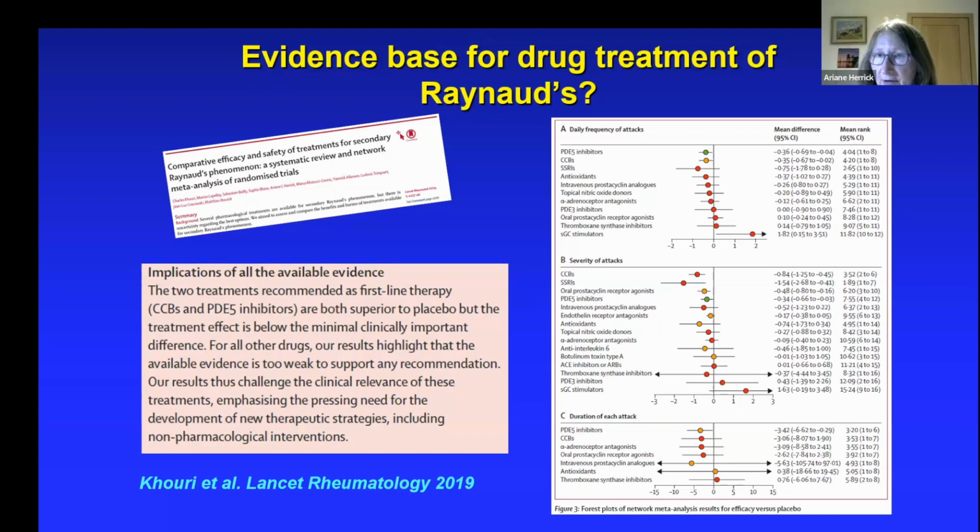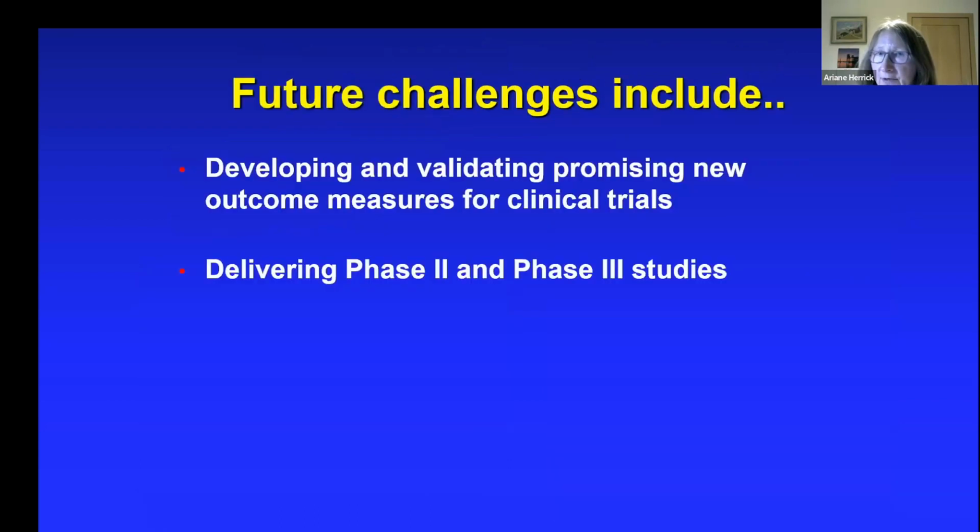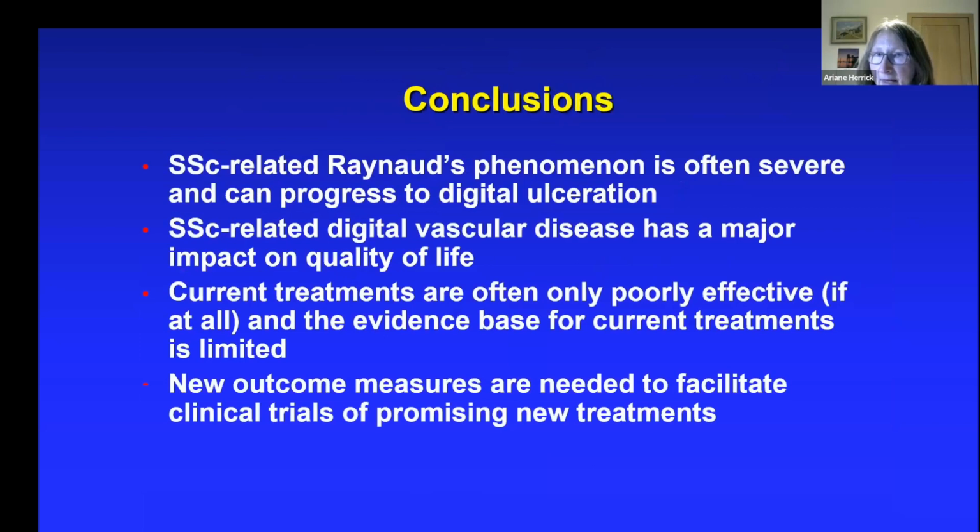So the challenges are to develop promising outcome measures for use in clinical trials and to deliver phase 2 and phase 3 studies. And so in conclusion, systemic sclerosis-related Raynaud's phenomenon is often severe. It often progresses to digital ulceration, with huge impact on quality of life. Current treatments are only partially effective, if at all, with a very weak evidence base, and we do need new outcome measures to facilitate clinical trials of promising new treatments. Thanks very much.